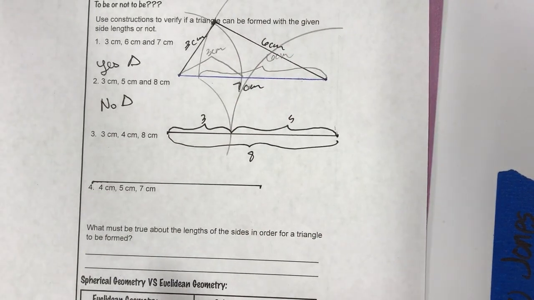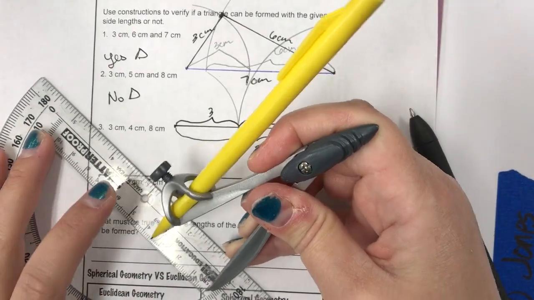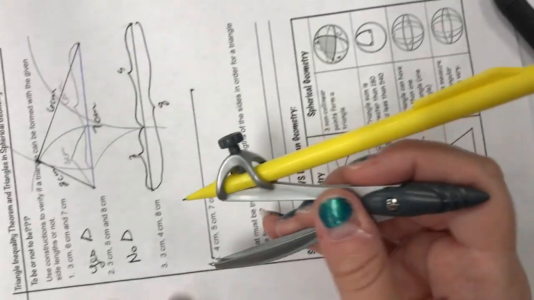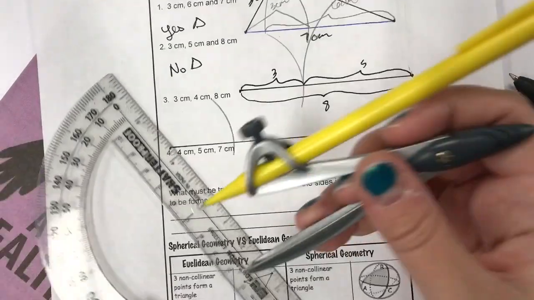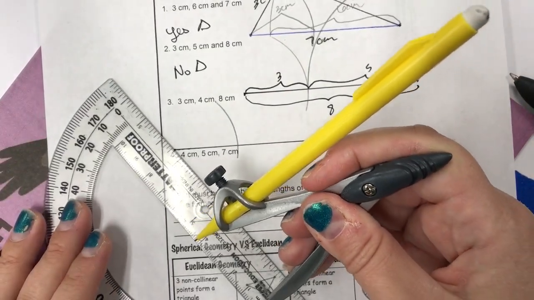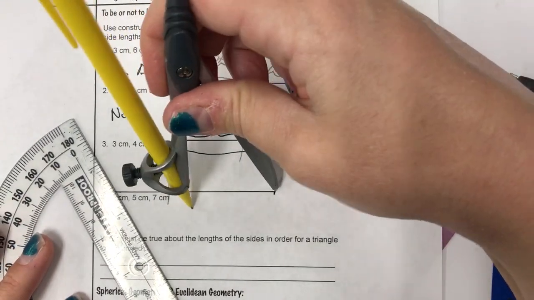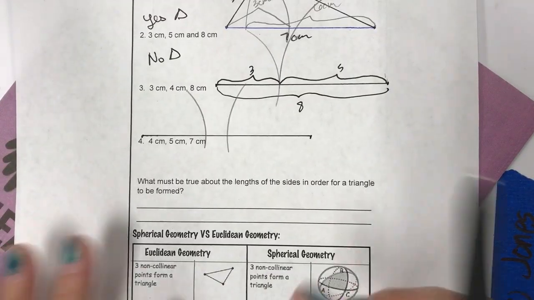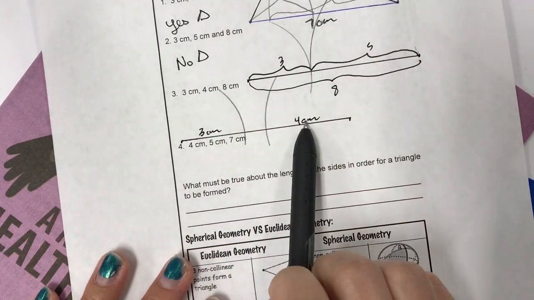So that's 8 centimeters, and they want us to do 3 and 4. So I'm going to measure 3 from one end and 4 from the other. You can see that these never had any hope of meeting. We've got 4 centimeters here, 3 centimeters here. That only totals 7.